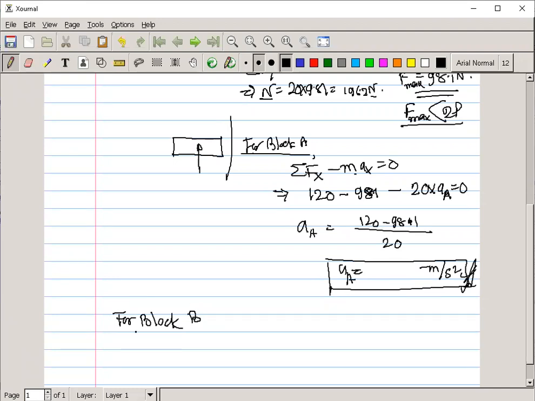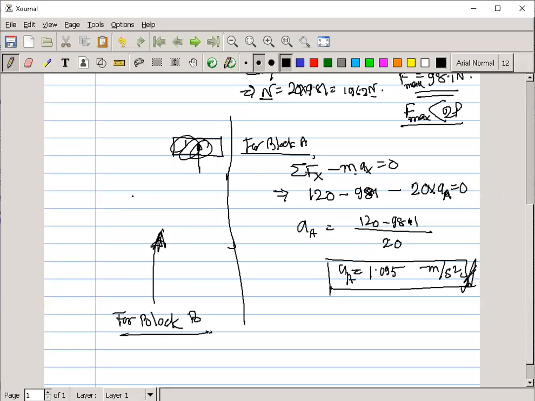How much is it? Please reply. 120 minus 98.1, divided by 20. How much is it? 1.095. 1.095. Very good.